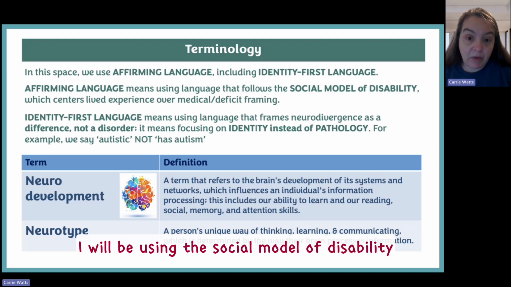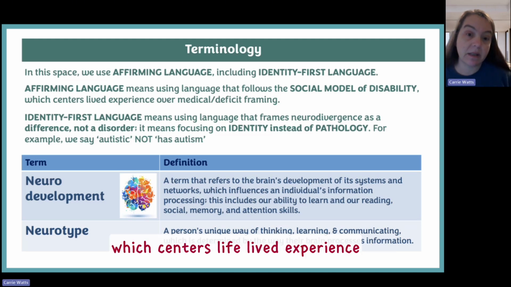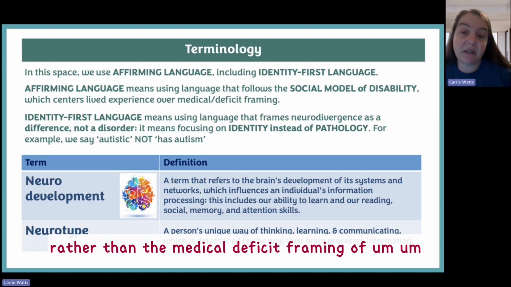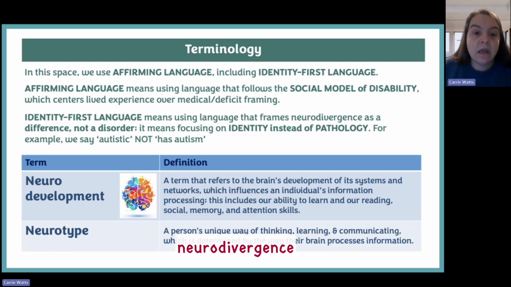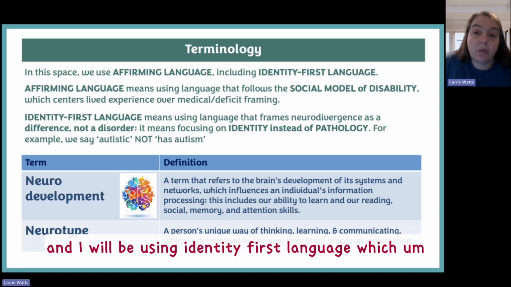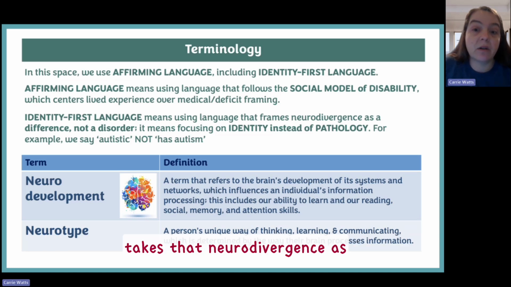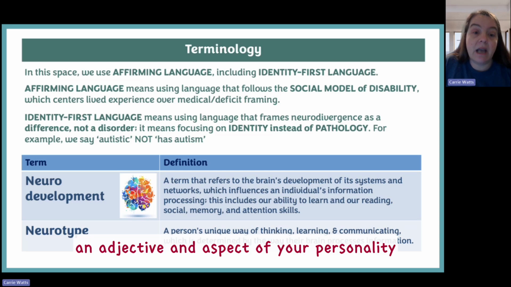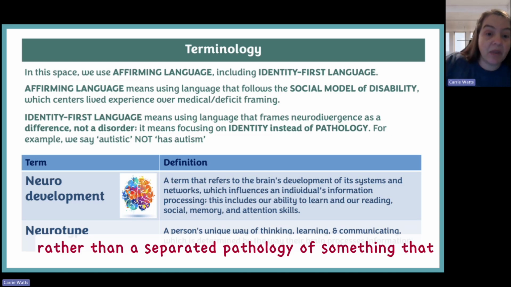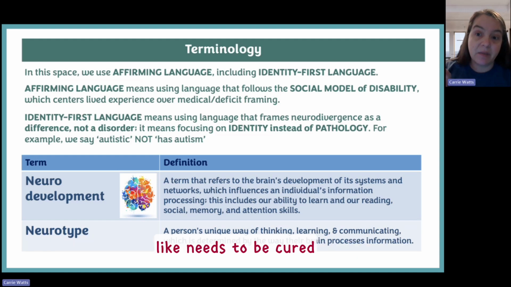So I will be using the social model of disability, which centers lived experience rather than the medical deficit framing of neurodivergence. And I will be using identity first language, which takes that neurodivergence as an adjective, an aspect of your personality, rather than a separated pathology of something that needs to be cured.